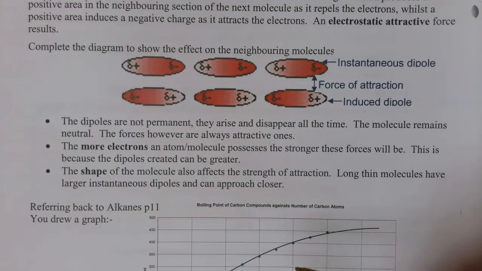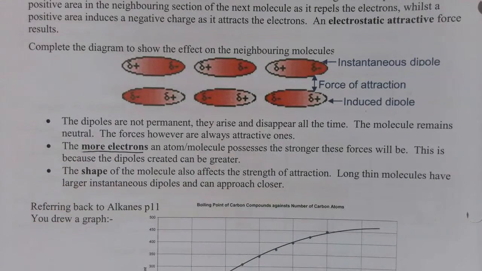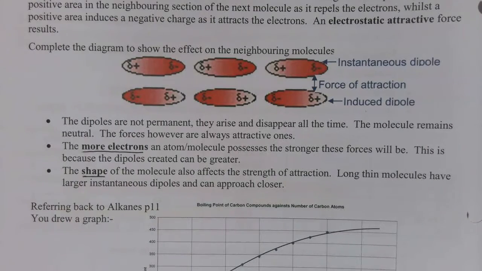The two things that the strength of the London forces depend upon are the number of electrons. The more electrons, the stronger the London force is, and also the shape of the molecule. Long, thin molecules which can pack more efficiently and get closer together have larger instantaneous dipoles. If the molecules are not able to pack efficiently, their points of contact are much lower and the intermolecular forces are weaker.